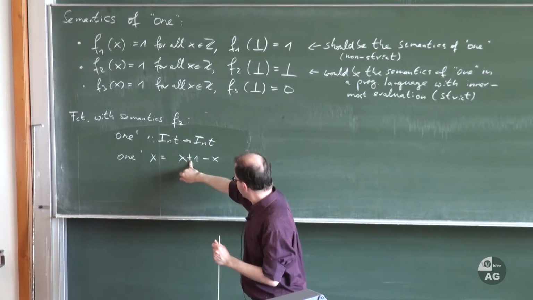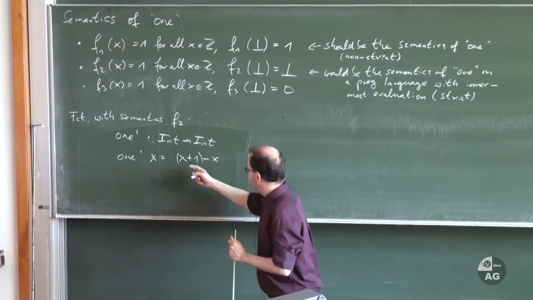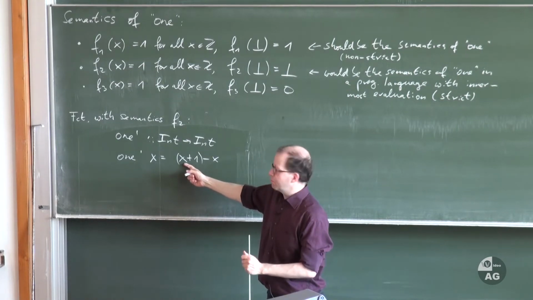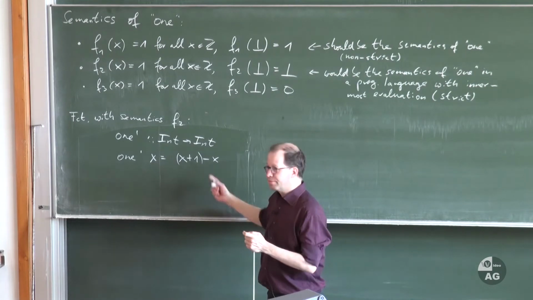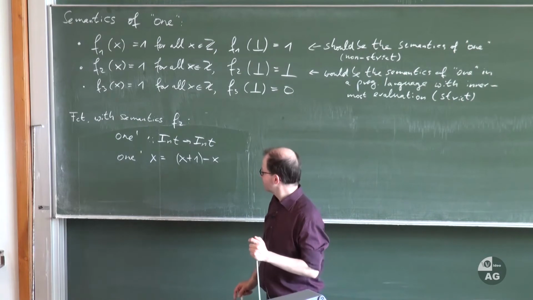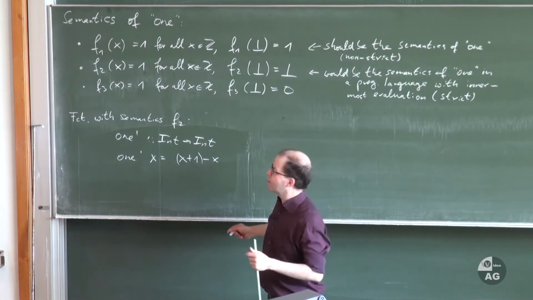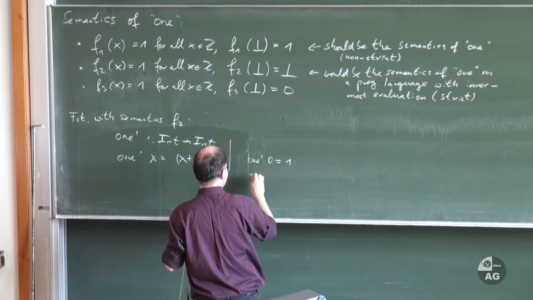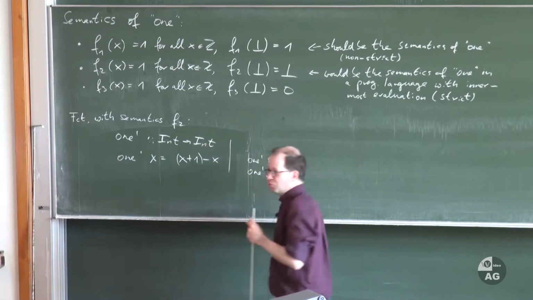Because in order to evaluate, I don't know what binds stronger, so maybe like this. So in order to evaluate this, it will evaluate x. And if x is not terminating, then the whole thing will not terminate either. OK, true. Or we just say 1 prime of 0 equals 1, and 1 prime of anything else equals 1 as well. Yes, that would do it as well.